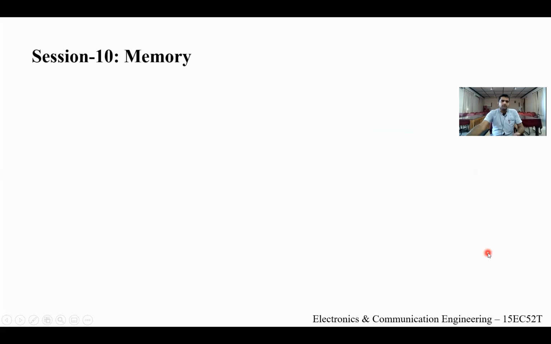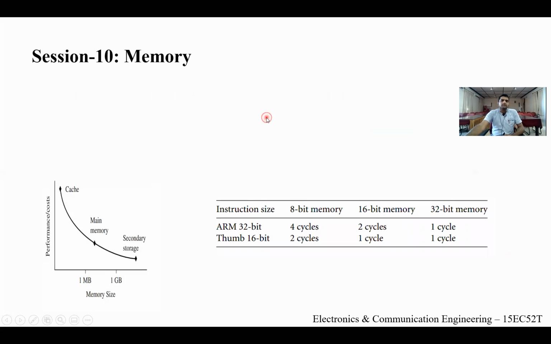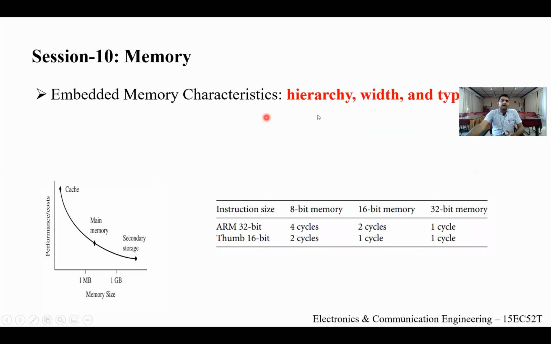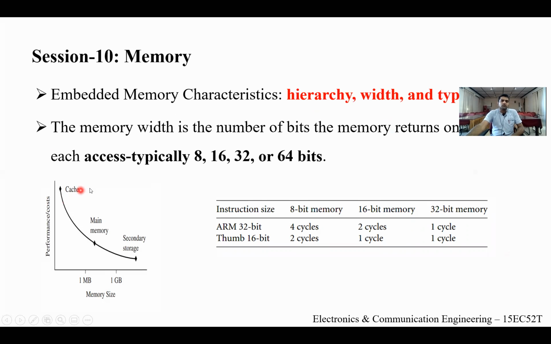In this topic, today we discussed embedded system memory. In that, embedded memory characteristics are hierarchy, width, and type. So this graph shows the memory size, the cache, main memory and secondary memory, the memory size and performance graph. So this will give how many cycles are needed to fetch the 32-bit instruction in case of 8-bit, 16-bit and 32-bit memory.